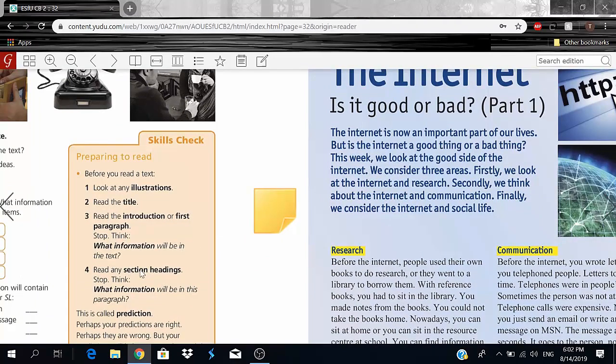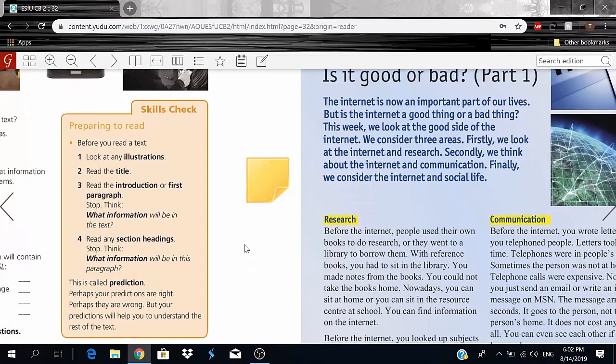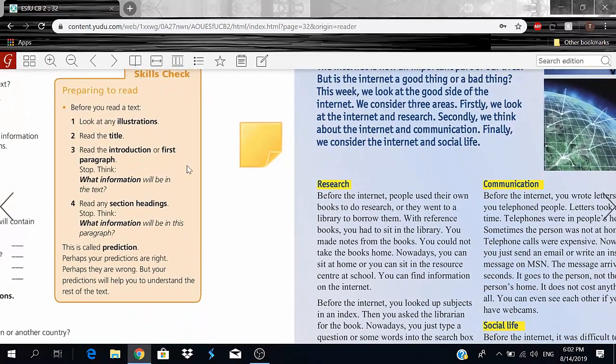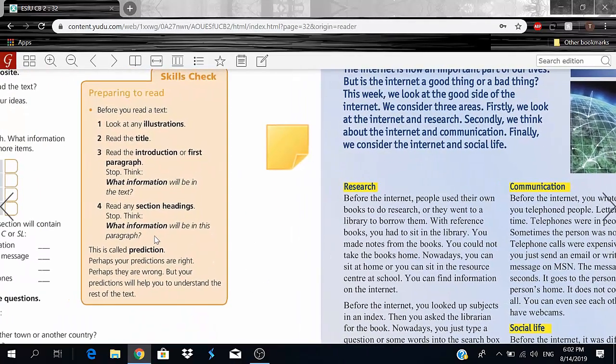So here we have read any section headings, and again, stop. Okay? So here we have a section heading, okay? Stop and think again. What information will be in this paragraph that I'm about to read? Okay? So for example, research. Okay, so I know that for research, since we're talking about advantages and disadvantages of the internet, he's probably going to talk about what we did as humans before the internet came out and things of that nature, okay?